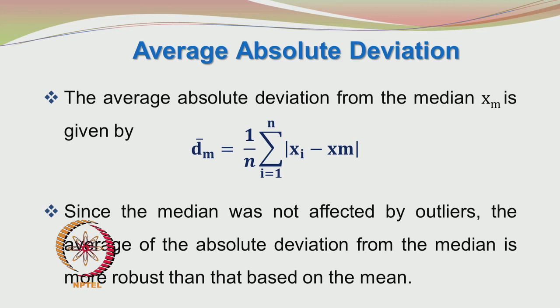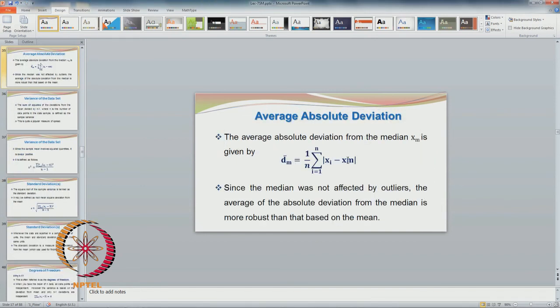So, now we will be again talking about average absolute deviation, but this time with respect to the median value. Earlier we were talking with respect to the arithmetic mean, now we are going to find the deviation with respect to the median. A small typo is there, I will just correct it. The subscript has again not been implemented, so I will just make it a subscript.